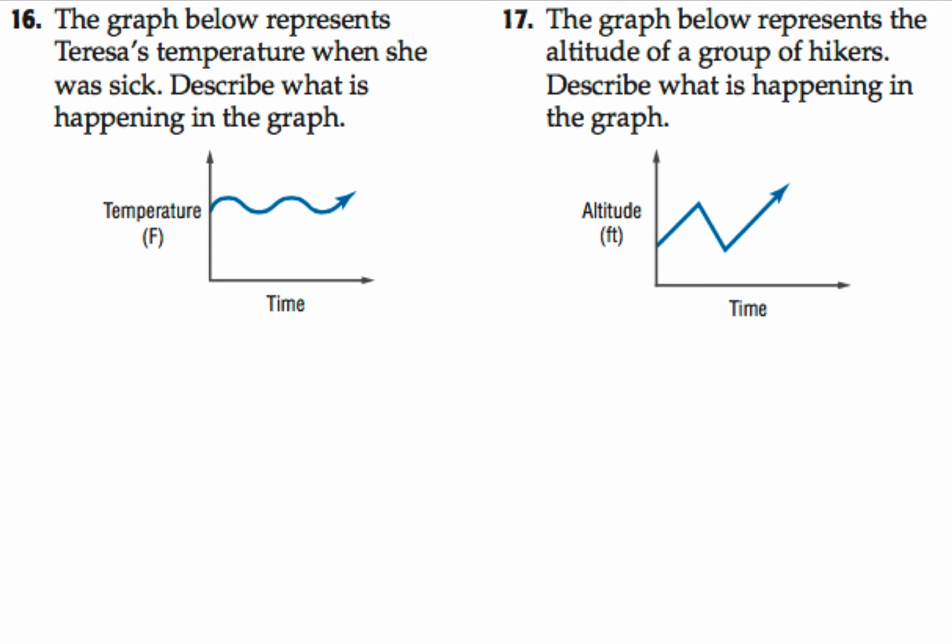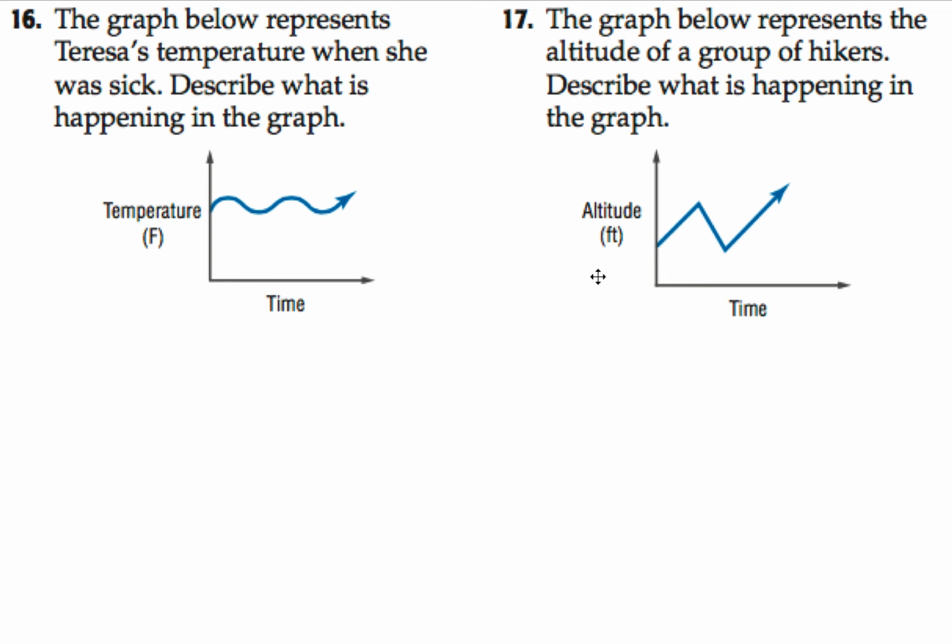The graph below represents Teresa's temperature when she was sick. Describe what's happening in the graph. You can see the temperature going up and down over time. That could be caused by different things. Maybe she's taking some pills to lower her temperature. Maybe she's using an ice pack to try to lower her temperature. But as the temperature comes down, maybe the medicine wears off or the ice pack warms up, and then the temperature goes back up and she has to redo it.